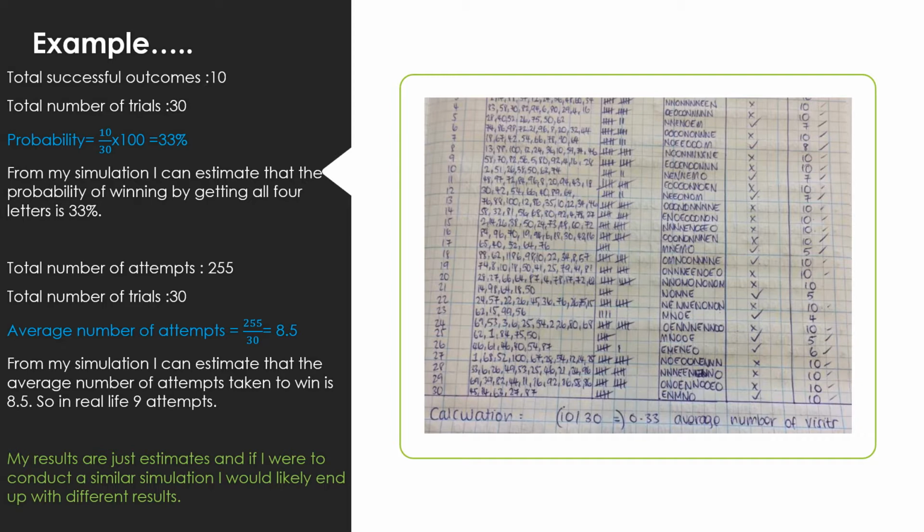You need to have at least one of those two calculations in. I always suggest going for the probability, as that will be relevant in every single simulation that you do. And you need to state that statement that's written down in green. You need to write this to pass: my results are just estimates, and if I were to conduct a similar simulation, I would likely end up with different results. You need to acknowledge that you've just got estimates.